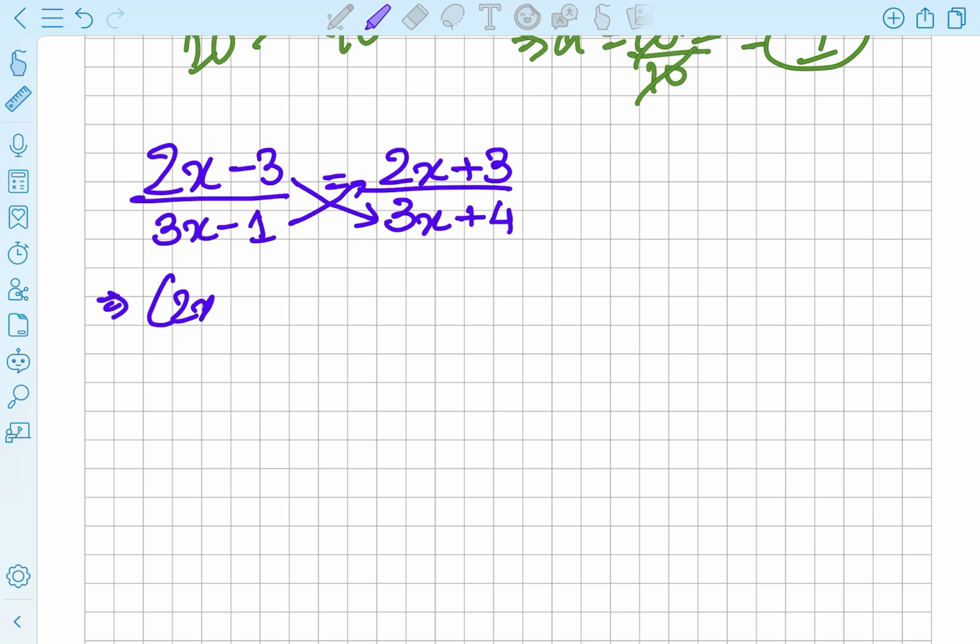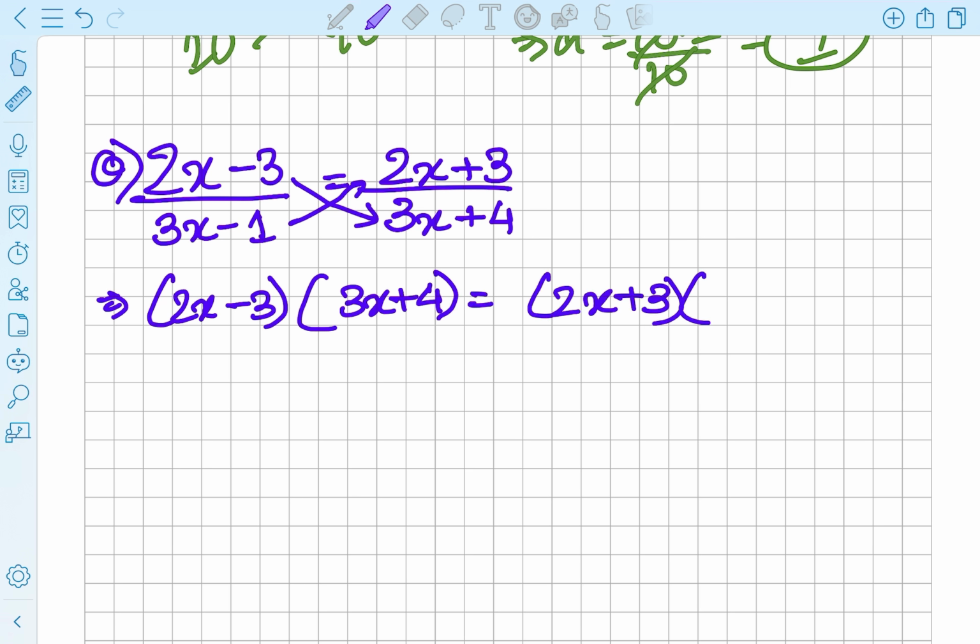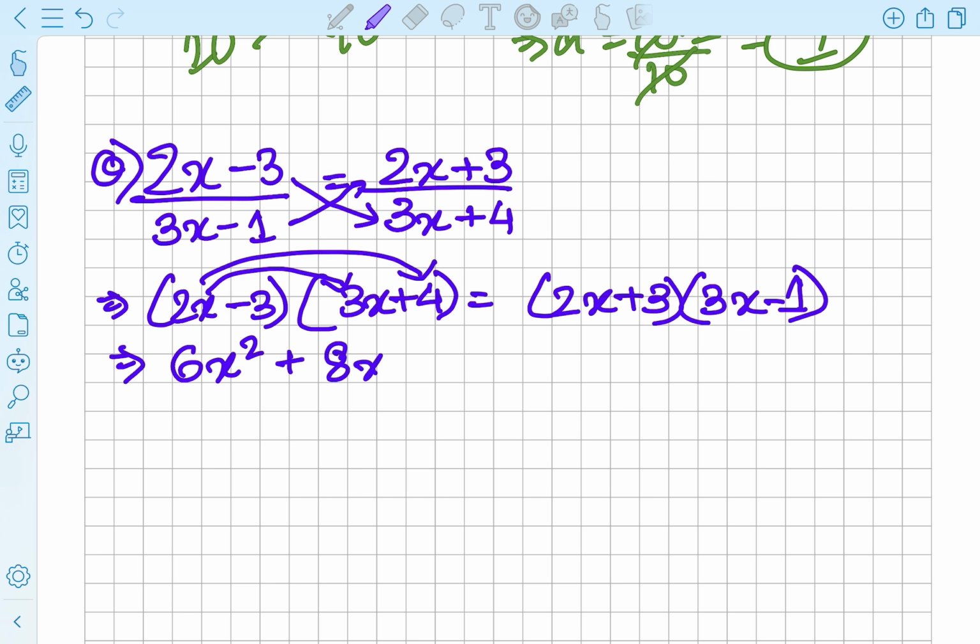So we will have 2x minus 3 times 3x plus 4 equals to 2x plus 3 times 3x minus 1, right? Multiply the 2x with the 3x, it will become 6x square. Multiply the 2x with 4, it will become 8x. Then multiply the minus 3 with minus 3x, it will become minus 9x. Minus 3 into 4, it will become minus 12.